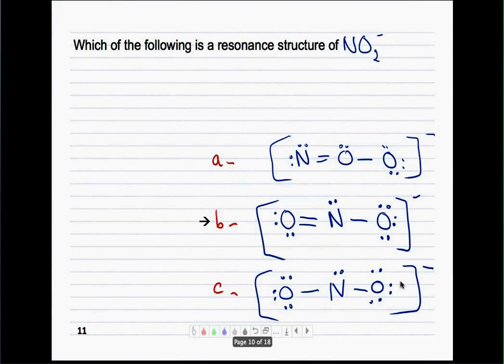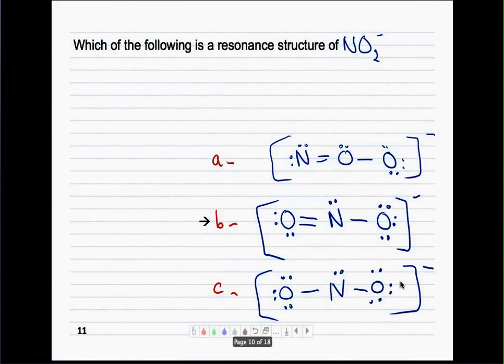NO2 minus has two resonance structures, and clearly B is one of them. Okay? Any other one is not a resonance structure. For example, A is not a resonance structure because it doesn't have the same arrangement. For this to be a resonance structure, it should have N as the central atom with the two oxygens, which is not the case. In addition, it actually fulfills the octet rule, but it's not a resonance structure.